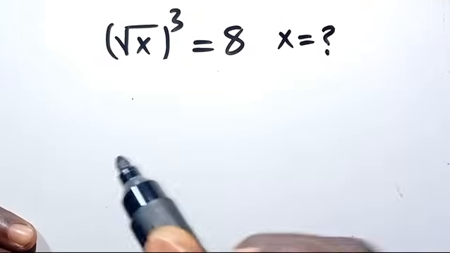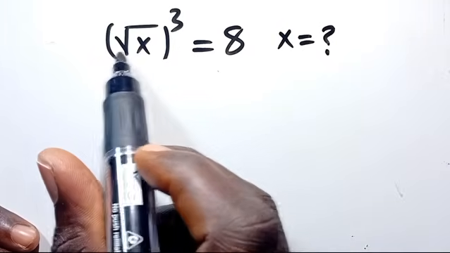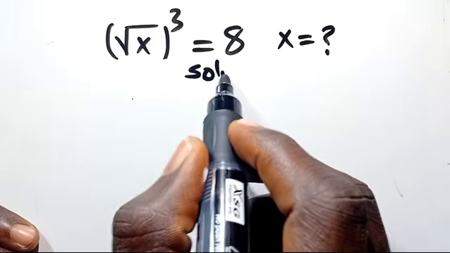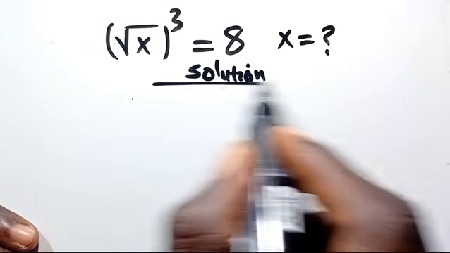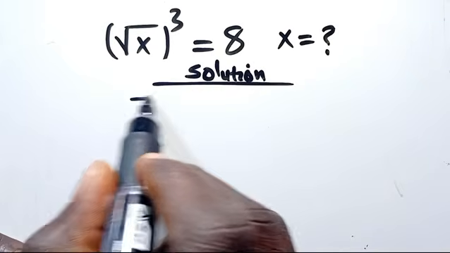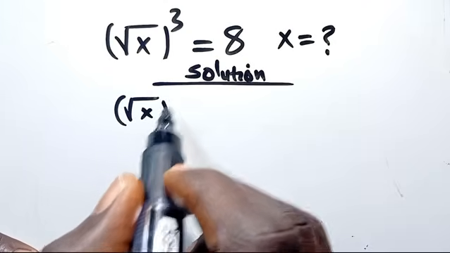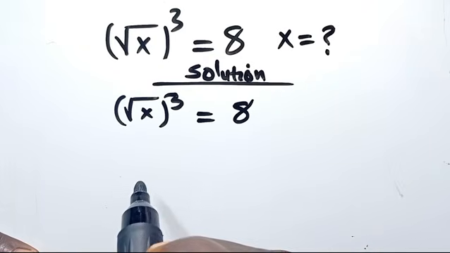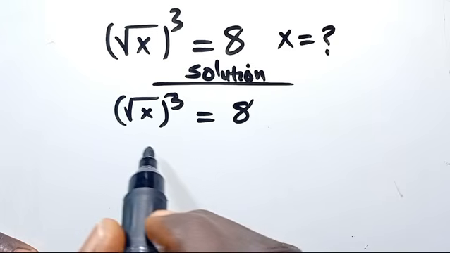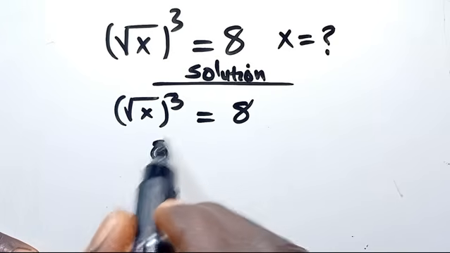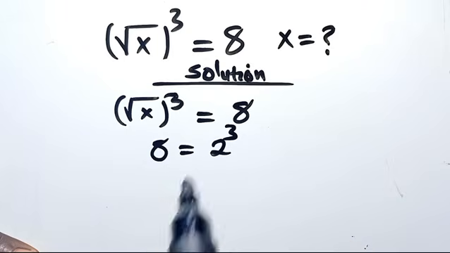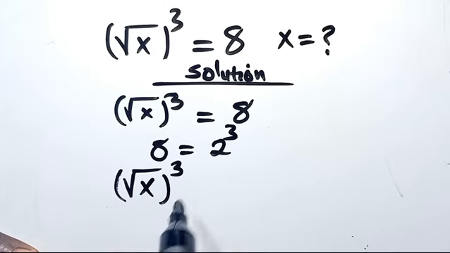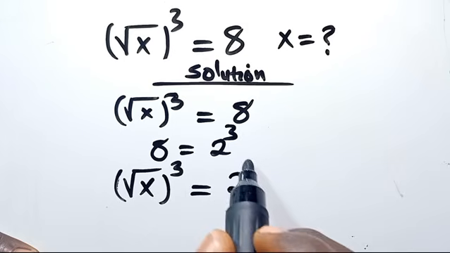What is the value of x, given that (√x)³ = 8? Then let's have the solution. From here, we have (√x)³ = 8. Then we can write this 8 in base 2, as 8 equals 2 to the power of 3. So we have (√x)³ = 2³.